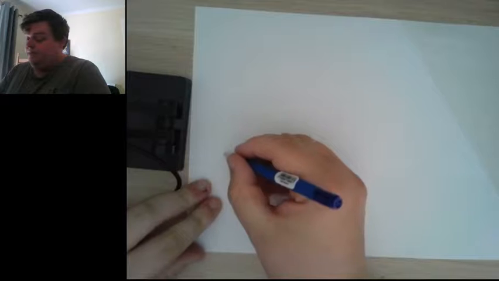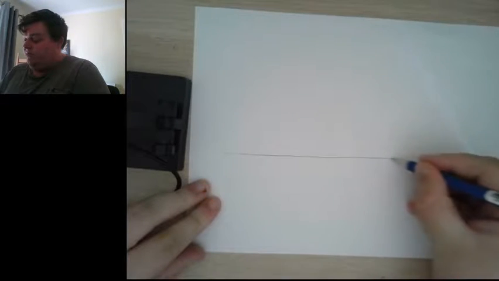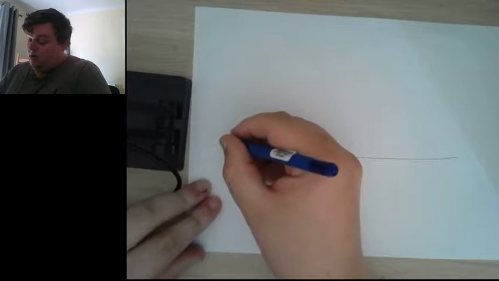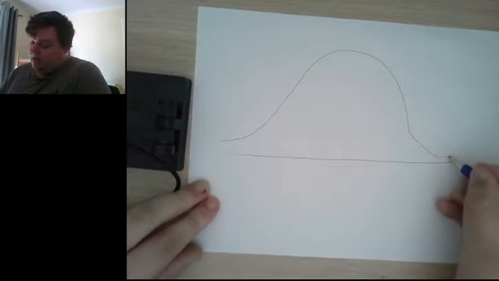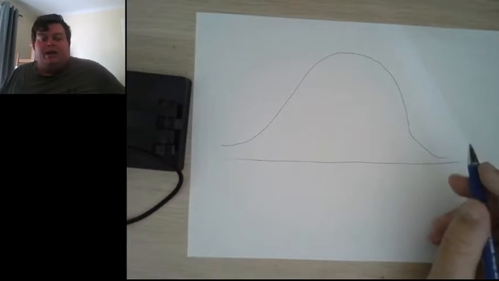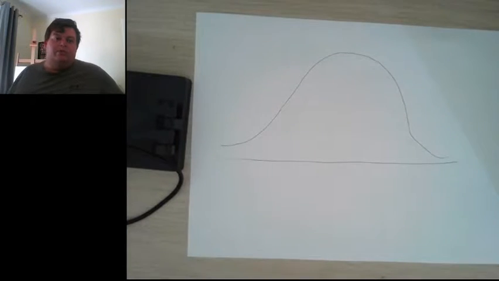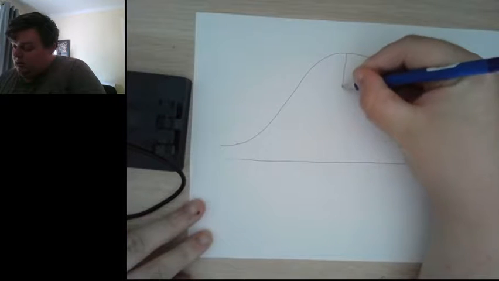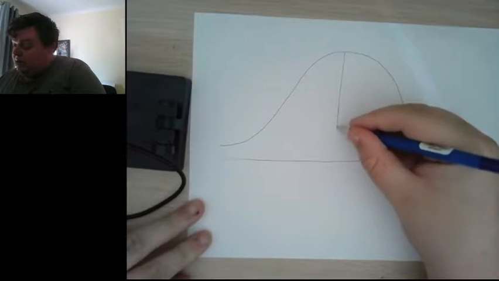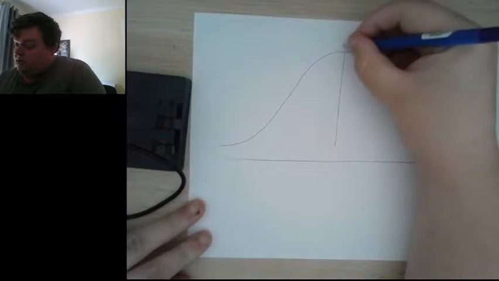So if we have a bell curve distribution like this, I'll do one video just explaining how it works, and then in the other one I'll do an example. So we have our median line, or mean line, let's say here.